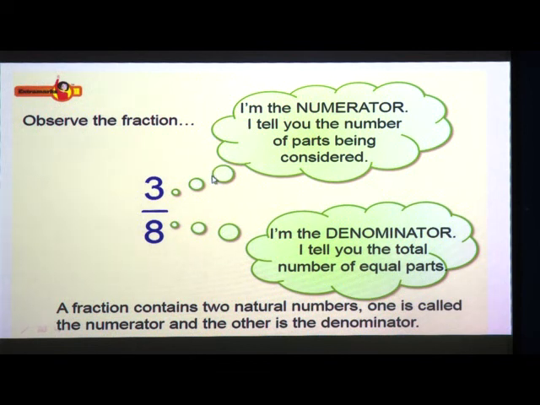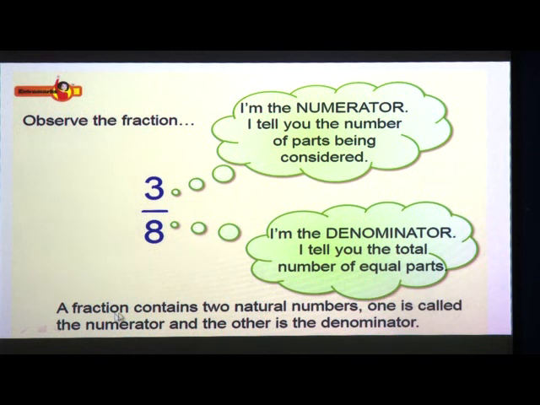For example, we have taken apples. So, here we consider the number of apples eaten. And you can see the denominator. So, 8 is the denominator. This tells the total number of equal parts. So, total apples were 8 and out of those 3 were eaten. So, 3 by 8 is the fraction.